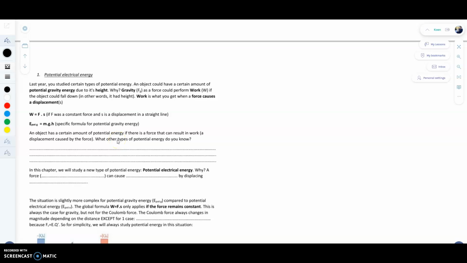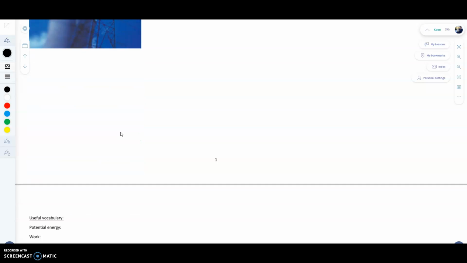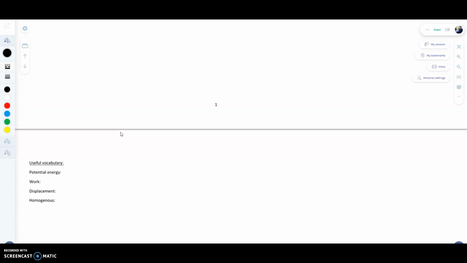Welcome to a new chapter in our CLIL course Physics. In this chapter we will be talking about electric energy and voltage, in this case potential energy. Now it is a very abstract chapter and not an easy one to understand, and I will be making comparisons quite often to another form of potential energy you are more familiar with, potential gravity energy in this case.